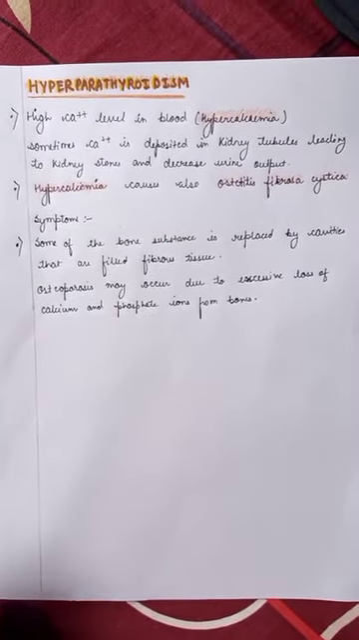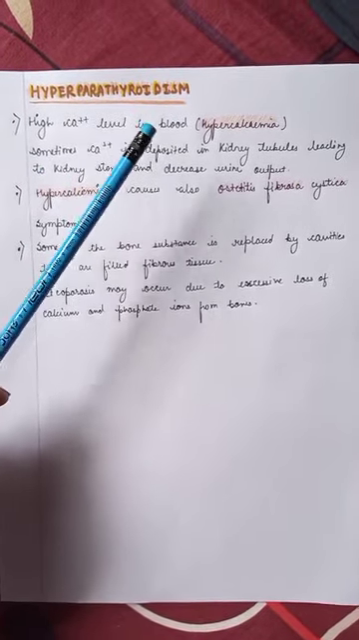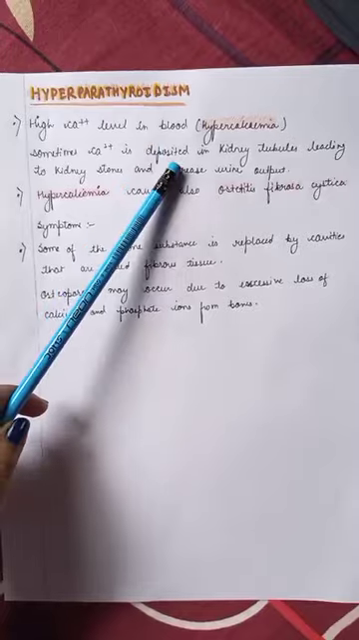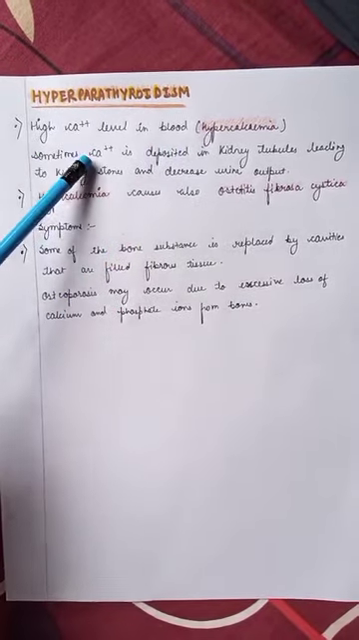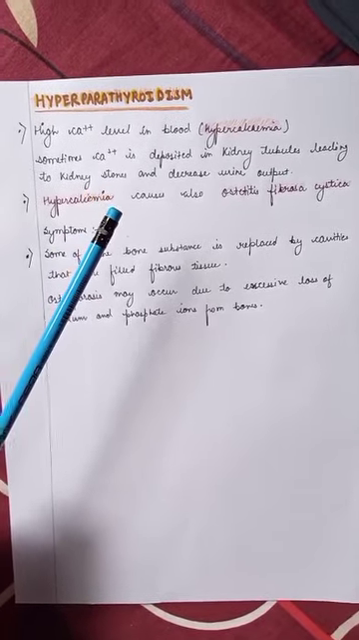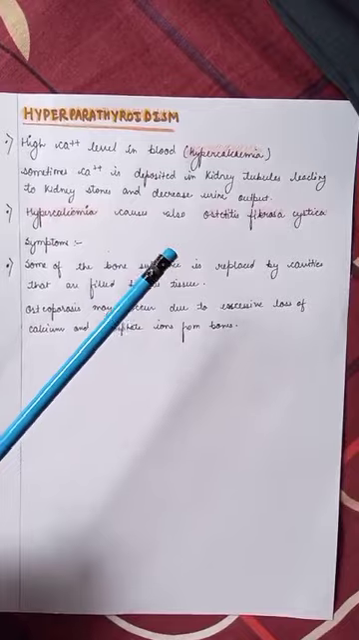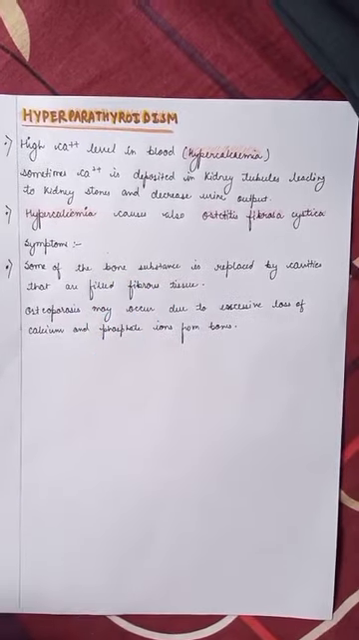Next disorder of parathyroid is hyperparathyroidism, high calcium level in blood, which is also called hypercalcemia. Sometimes calcium is deposited in kidney tubules, leading to kidney stones and decreased urine output.